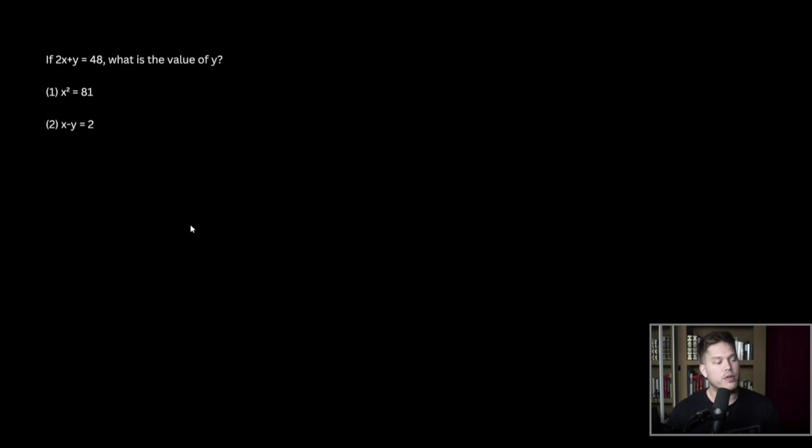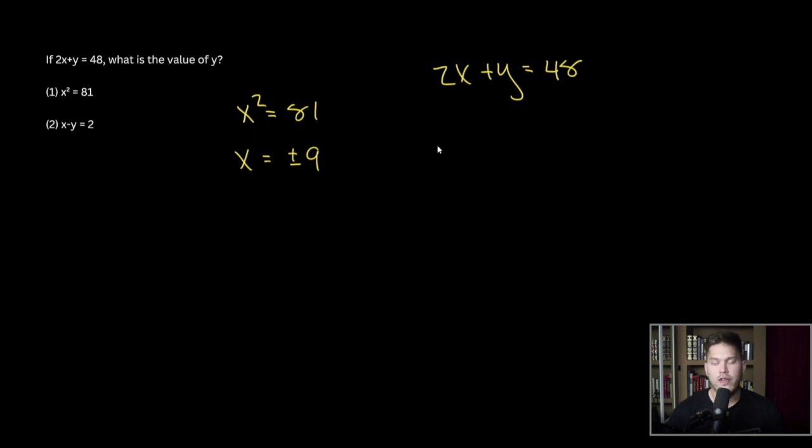If 2x plus y equals 48, what is the value of y? Okay, statement 1 says x squared equals 81. So if x squared is equal to 81, then that means x is equal to plus or minus 9. Remember that when you take the square root, you have a plus and minus factor. So 2x plus y is equal to 48. So we can't determine what y is because we have 2 different values that we could plug in for x. So statement 1 is not sufficient.